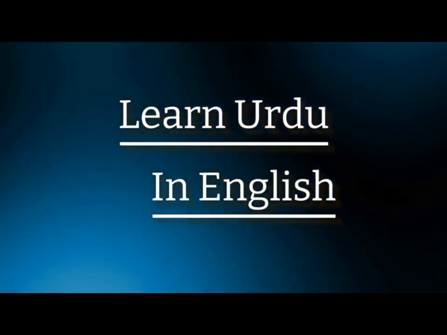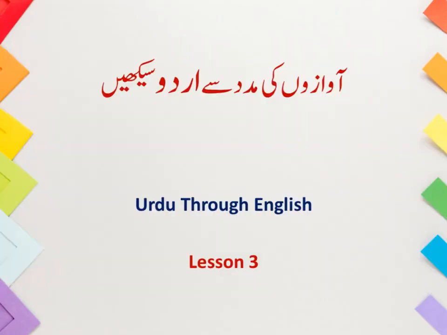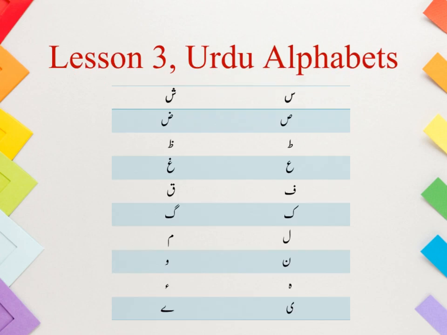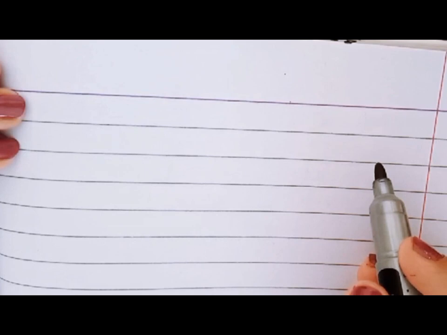In the last video we learned how to write Urdu alphabets up to the family of Re. In this video we are going to learn how to write the rest of the Urdu alphabets after the family of Re. These are in pairs because our families are completed up to the family of Re.